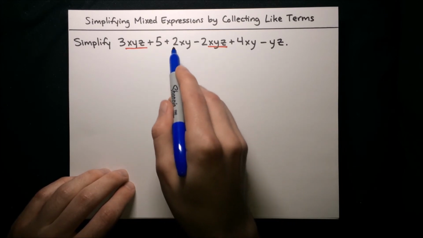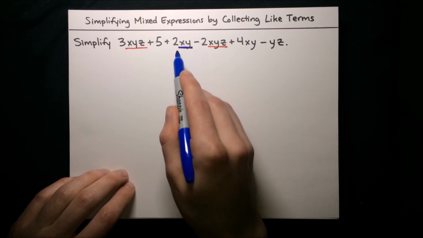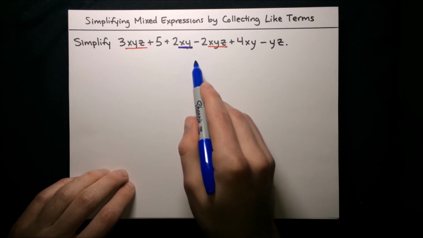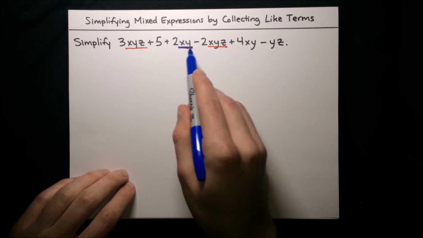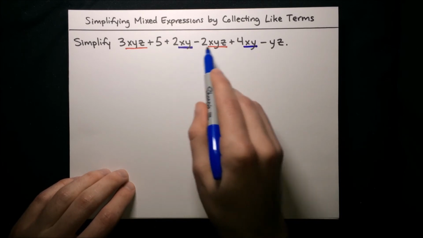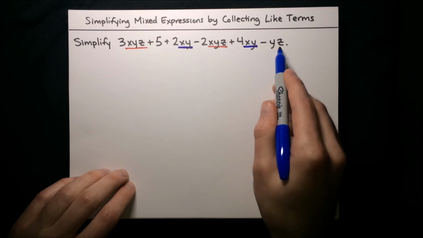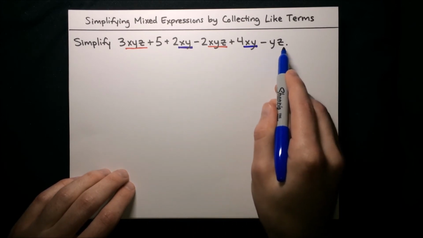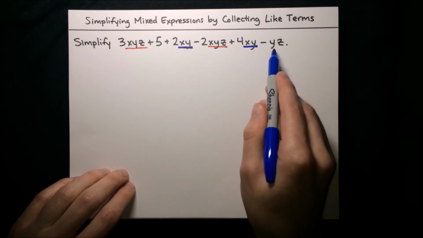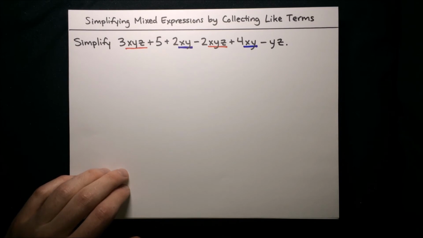And then how about 2xy? This xy term, does that match up with anything? Well, that's already taken, but look at this 4xy. That has an xy in it, so the xy's will match up together. Then this yz, no, that doesn't match. And then yz, that doesn't have any partners to match with because we've reached the end and haven't matched it with anything. No other yz terms here.